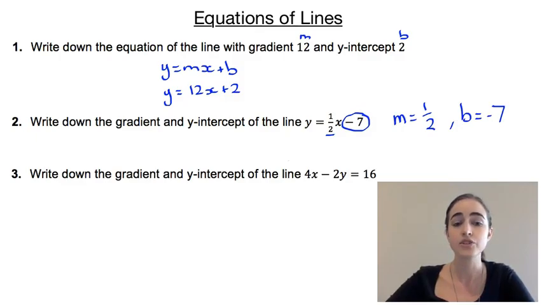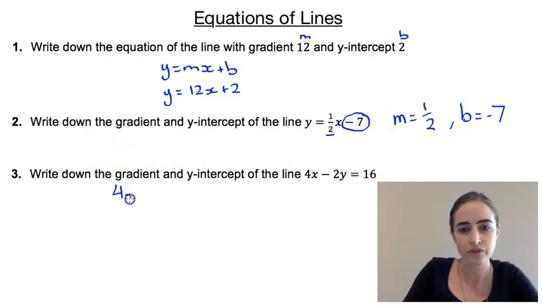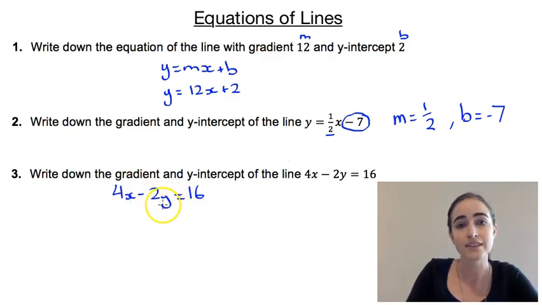Our third example asks us to, again, write down the gradient and y-intercept of a line. But this time it's not immediately given to us in gradient intercept form like our second example was. So what we're going to do is rearrange it to make y the subject. So that'll put it in this gradient intercept form, and then we can read those two values off. So if I just rewrite it first, we've got 4x minus 2y equals 16. So we're trying to make y the subject. So let's get rid of this 4x term first. We'll do that by subtracting it from both sides. So over on this left-hand side, we'd have minus 2y. And then over on the right-hand side, we'd have minus 4x plus 16.